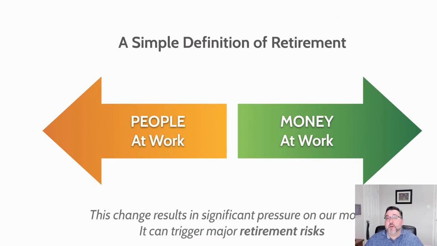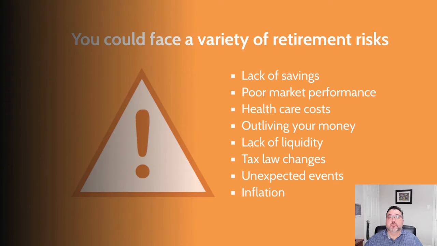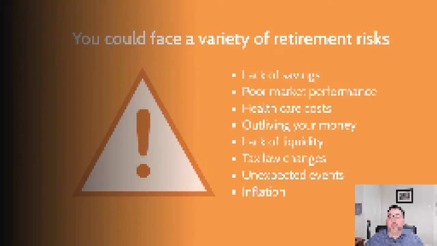So let's first define what retirement is. Really what retirement is, people at work to money at work. And this change results in significant pressure on our money, and it can trigger major retirement risks. So you could face a variety of retirement risks. Lack of savings is one, poor market performance as we've been dealing with recently, healthcare costs, outliving your money, lack of liquidity, tax law changes, unexpected events, and inflation.